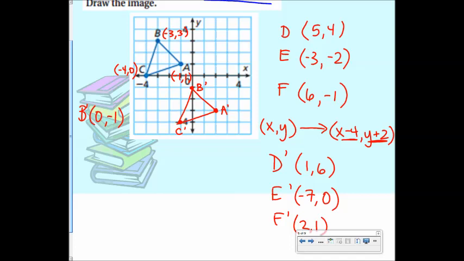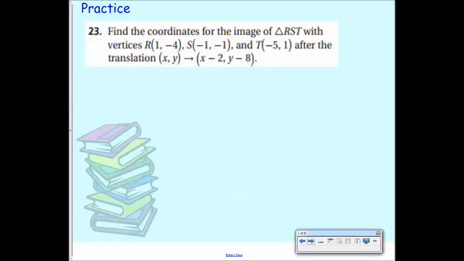Okay, so at your boards, find the coordinates for the image of RST. If RST went from here, and these are your directions, okay? X minus 2 and X minus 8. So you just need the coordinates. If you want to plot it, you can. You don't have to.